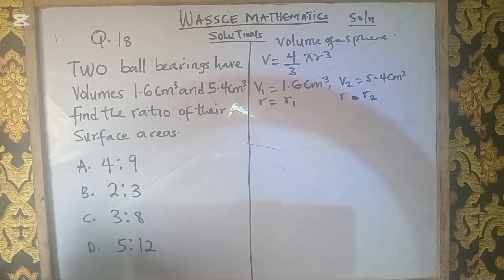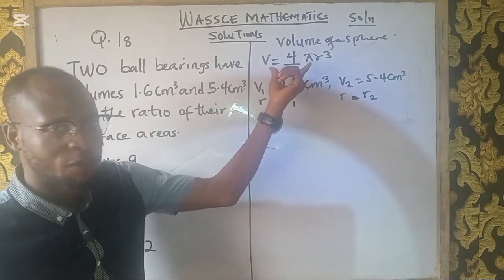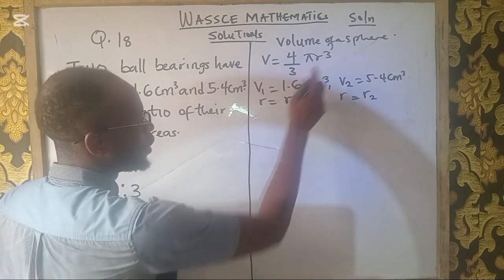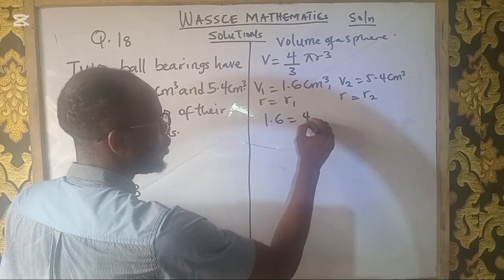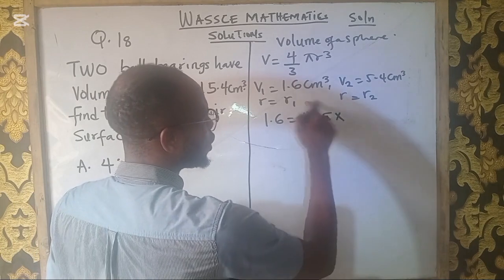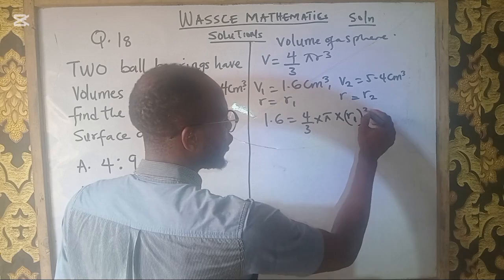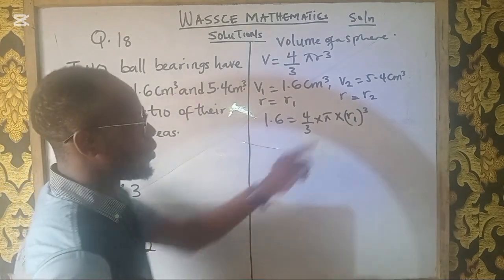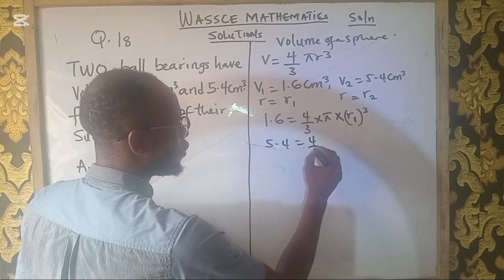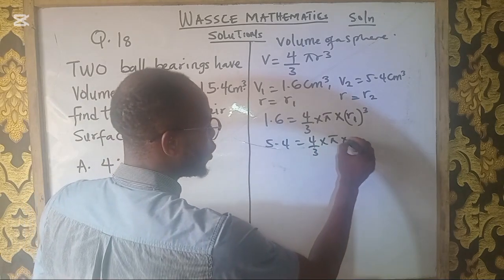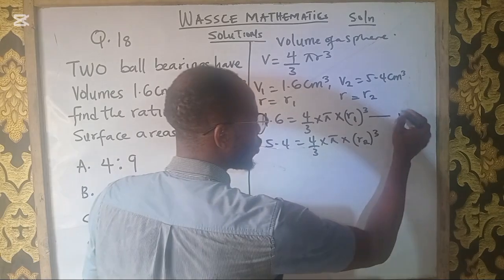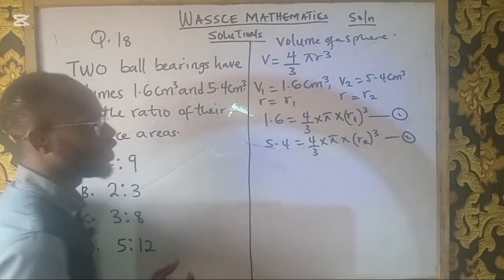So after getting that, you put all these values into this formula now. For the first one, V1 is 1.6. So I will put it here as 1.6 equals 4 over 3 multiplied by pi multiplied by the radius, which is R1 raised to the power of 3. Don't forget that. The same thing, I'll also put this 5.4 into that formula. I will have 5.4 equals 4 over 3 multiplied by pi multiplied by R2 all raised to the power of 3. Let me call this equation 1 and let me call this equation 2. So I can now divide equation 1 by equation 2.